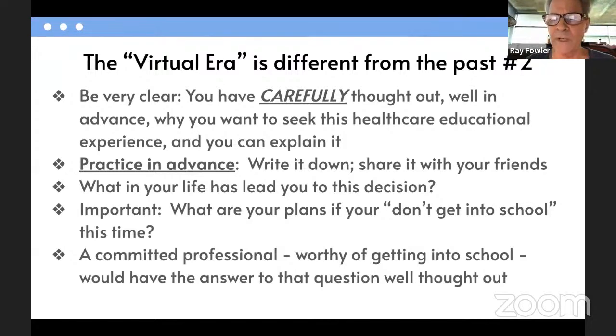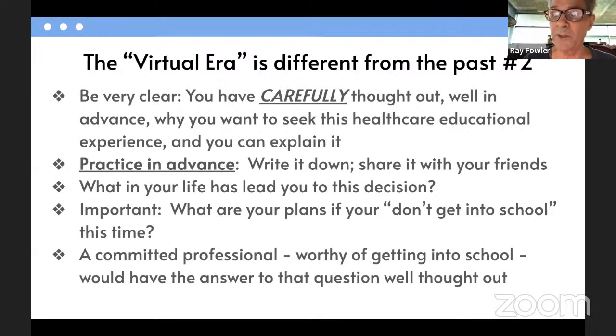Important, and we're going to talk to you about this some more. What are your plans going to be if you don't get into school this time? After all, you said you wanted to learn an applied science, to enter into a partnership for healthcare, to be able to better the human condition. Well, if you don't get in first time around, what are you going to do about that?